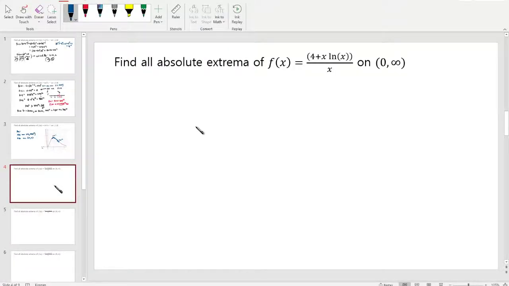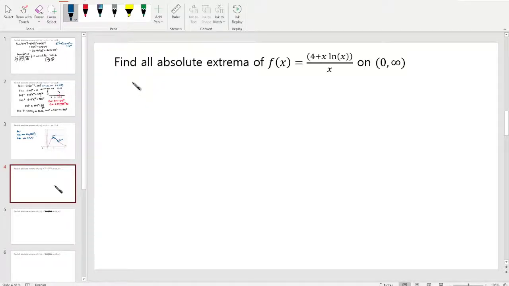Find all absolute extrema of f of x equals 4 plus x times log of x over x on the open interval 0 to infinity. So when you have an open interval and you have to find the absolute extrema, then you really need to know the behavior of the function. So you need to find the critical numbers, and then using test points you have to figure out whether the function is increasing or decreasing, and that tells you the absolute extrema.